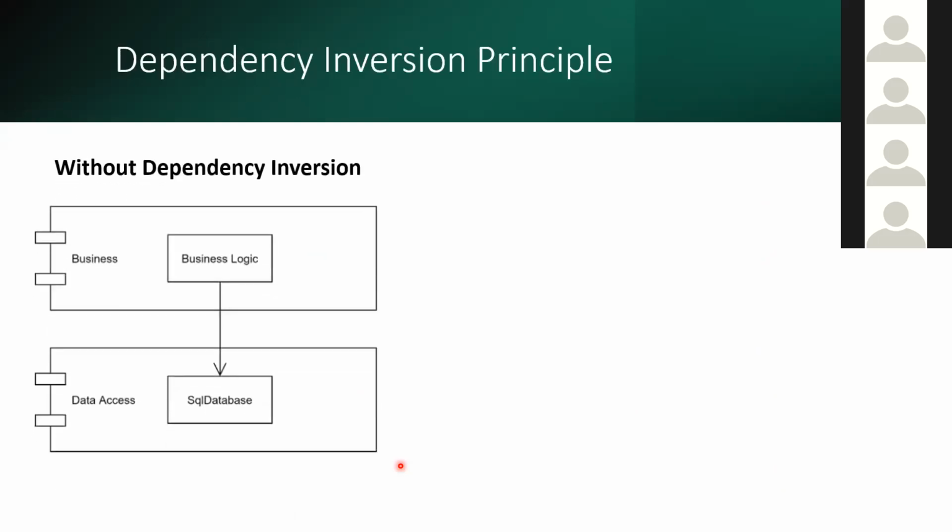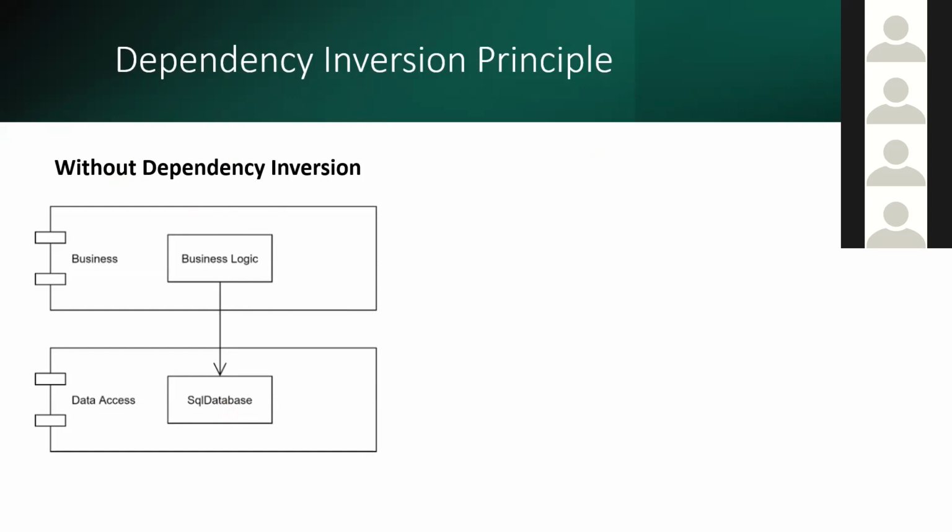When we started learning how to write software, we are told that you must break your software into modules. You must have your UI module, you must have your business logic module, you must have your data access module. And you can see this is without dependency inversion. So here what I have is that the business logic is directly dependent on the database.